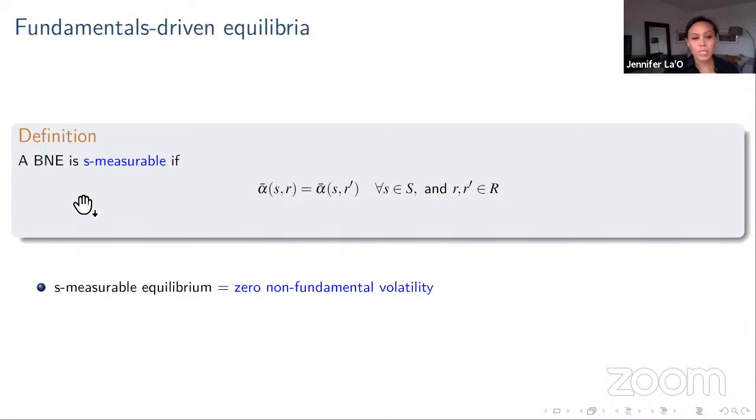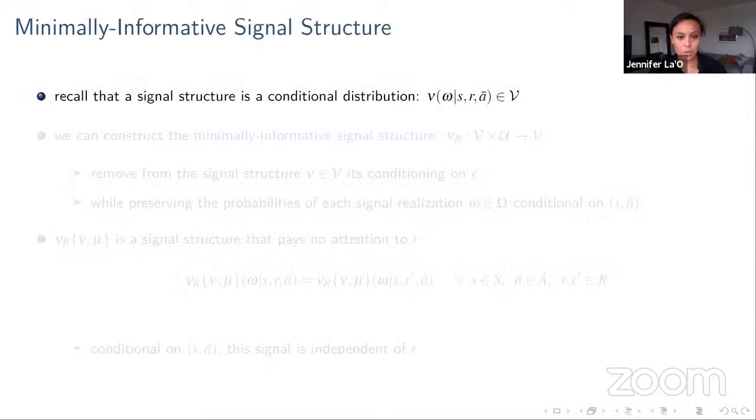So we're going to say that a symmetric Bayesian-Nash equilibrium is S measurable if this holds for all R, which is basically saying that it does not vary in R. And so these are the type of equilibria that we're going to say have zero non-fundamental volatility. If the aggregate action moves with R, then the equilibrium features non-fundamental volatility.